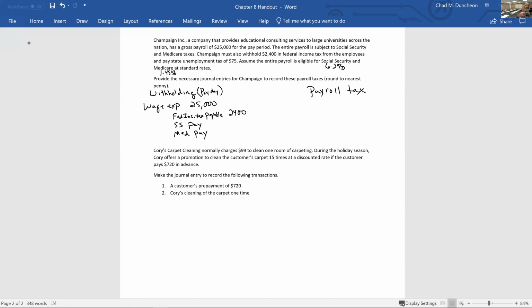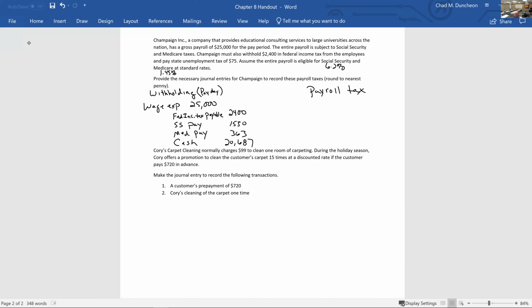Okay, for the Social Security, I take the 25,000 multiplied by the 6.2%. And I get 1,550 and 363 when I take the 25,000 multiplied by the 1.45%. Okay. What is remaining here in order to make our journal entry balance is the cash payment. So even though our employees earn 25,000, they are only receiving cash of 20,687 because of the income taxes, Social Security, and Medicare coming out.